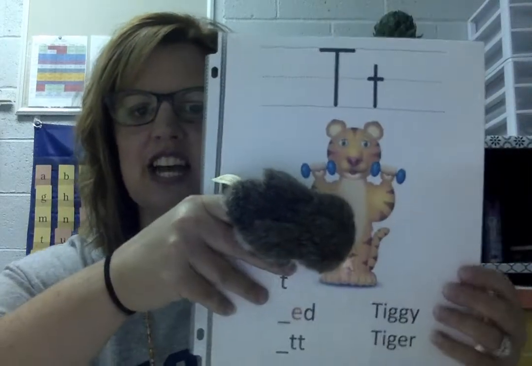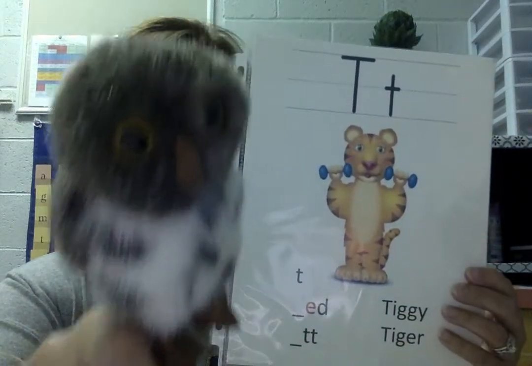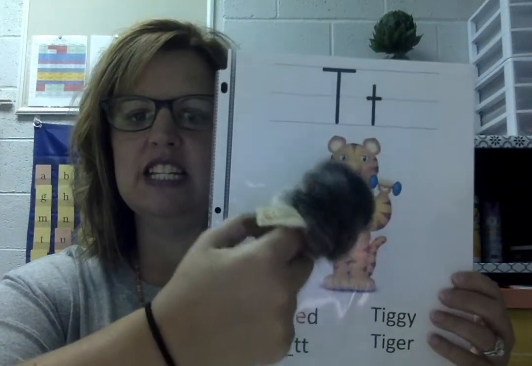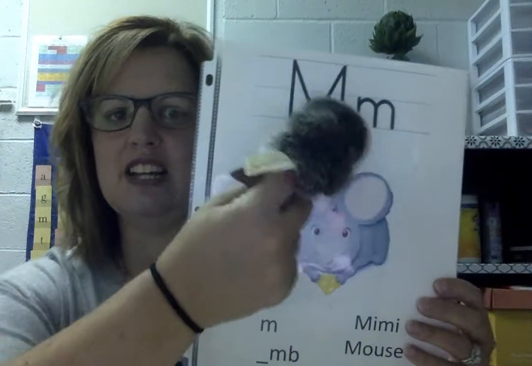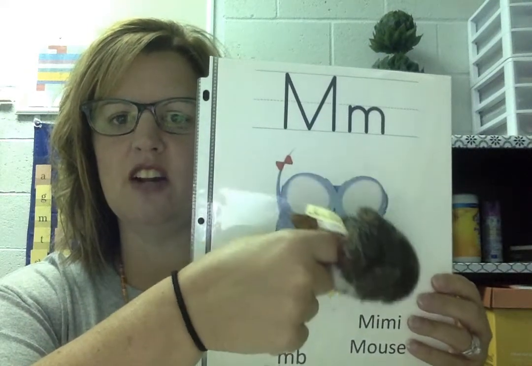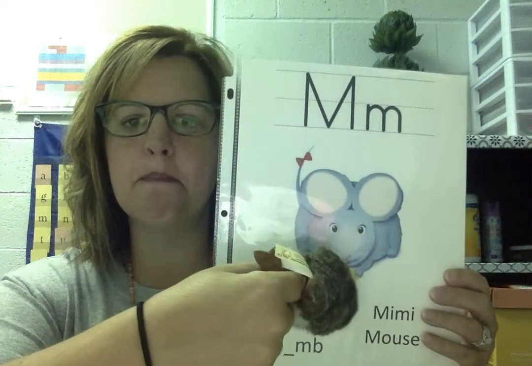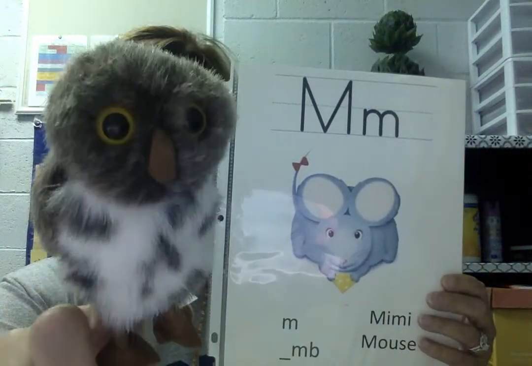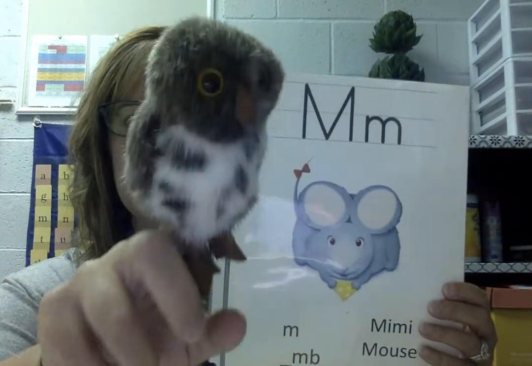Tiggy Tiger, skyline letter. T, tiger, t. Mimi Mouse, plain line letter. Remember, we go to our dotted line. We don't want to go above that dotted line or our letter M is going to float away into the sky. M, mouse, M, mouse.